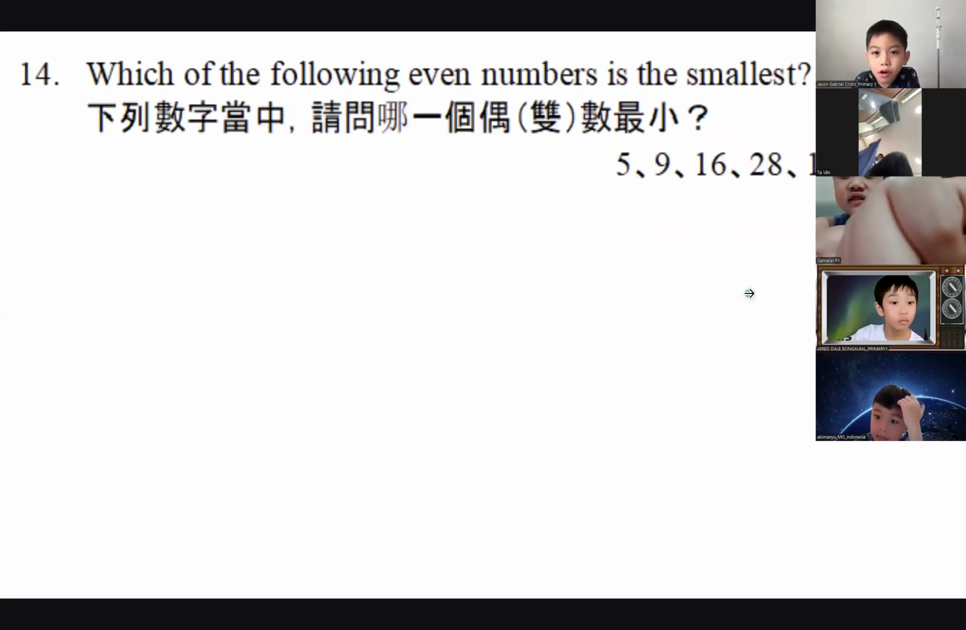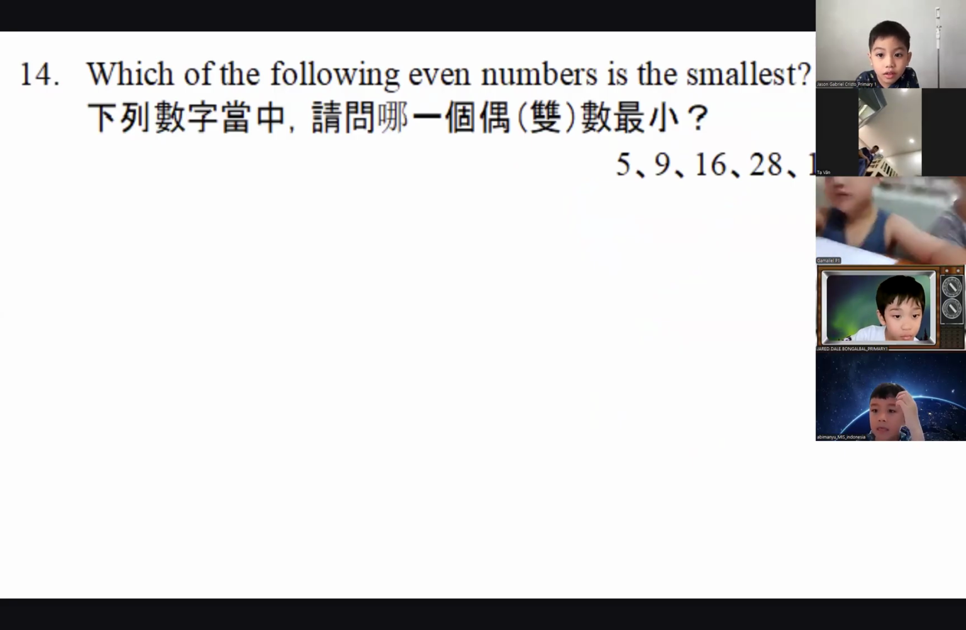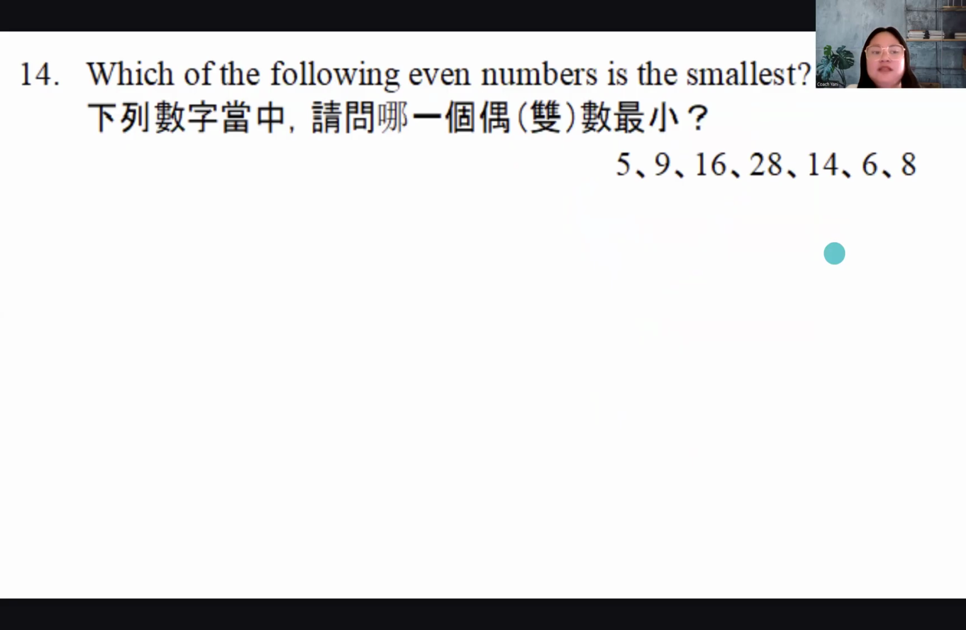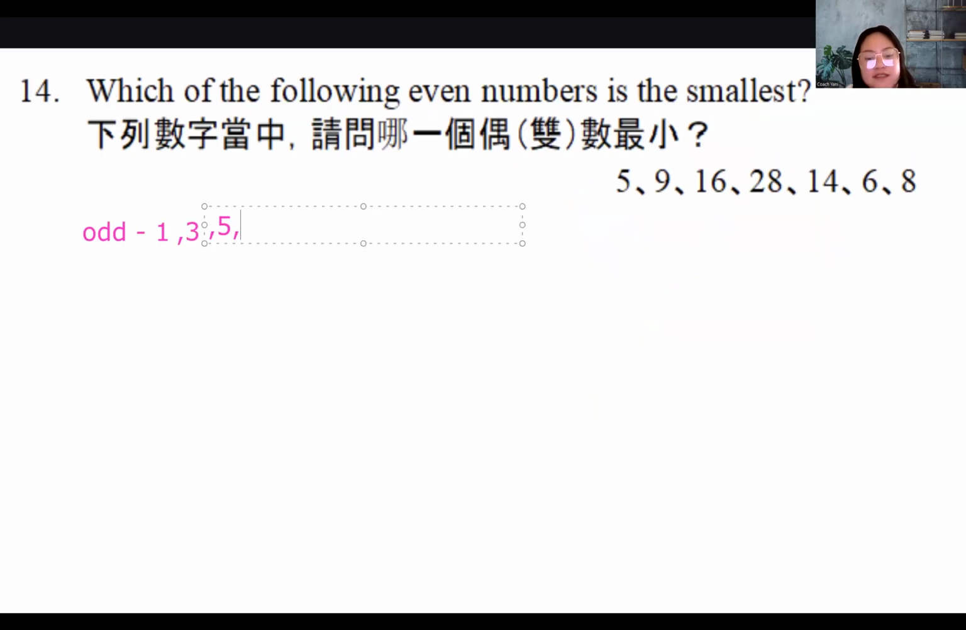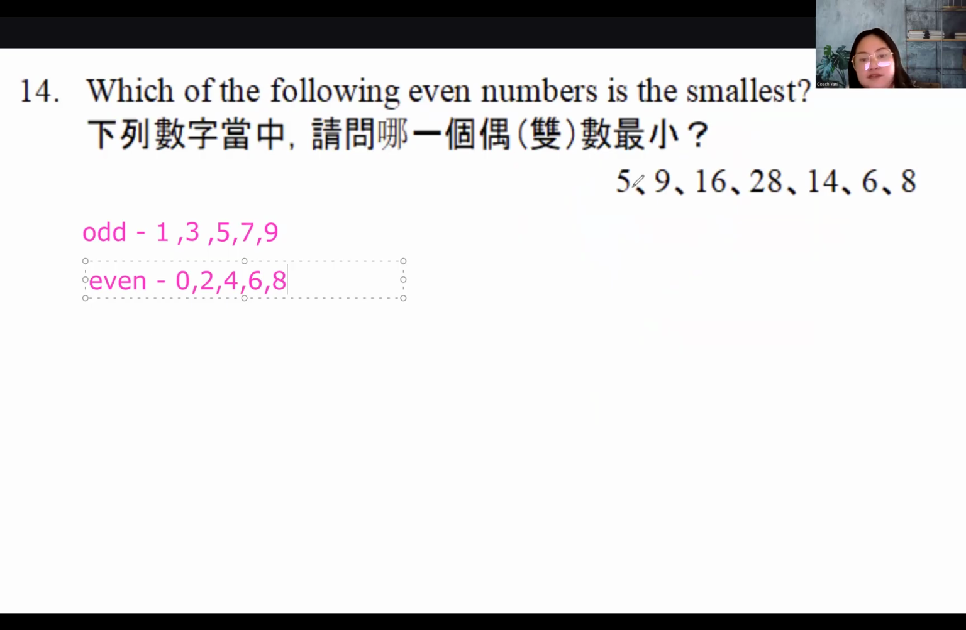Which of the following even numbers is the smallest? So first of all, again, what is odd or even? Odd ends with 1, 3, 5, 7, and 9. Those are odd numbers. Even numbers, these are numbers that end in 0, 2, 4, 6, and 8. So based on this, 5 is not an even number. 9 also is not an even number. And the rest of these are all even. So which is the smallest? If you look at this, 6 is the smallest. And that's the answer.